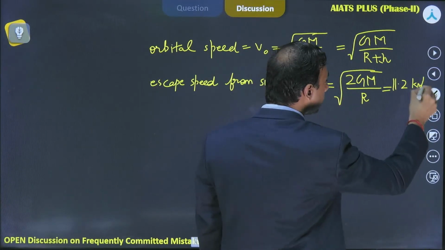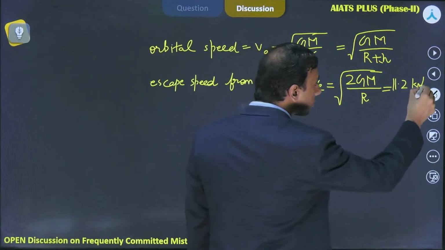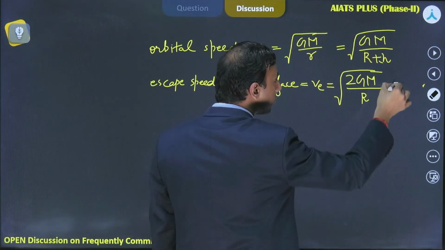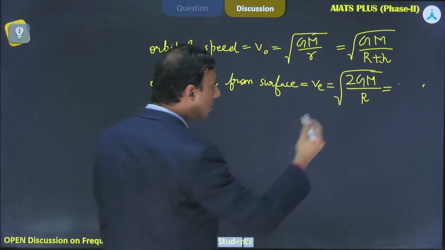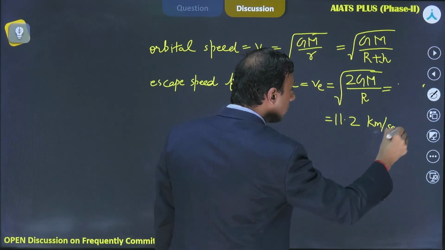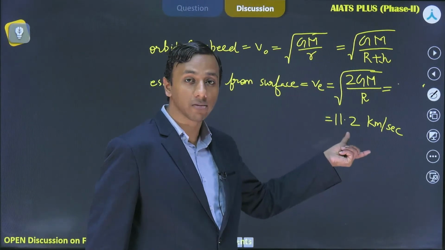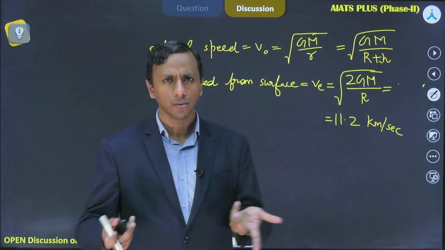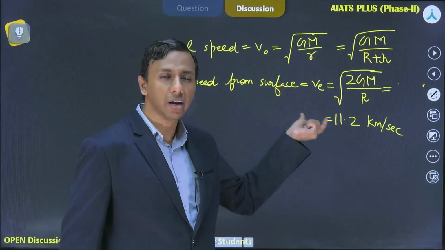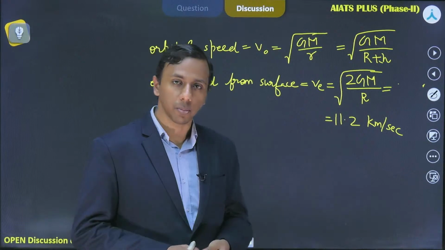So I hope this one is visible. If you want, I can write it down below: 11.2 kilometer per second, which means this is a very high speed. This much speed the object needs to have to escape. And that's understood as well, right? Because the gravitational force exerted by the Earth on that small body is very high. That is why, to escape, you have to have this much speed.